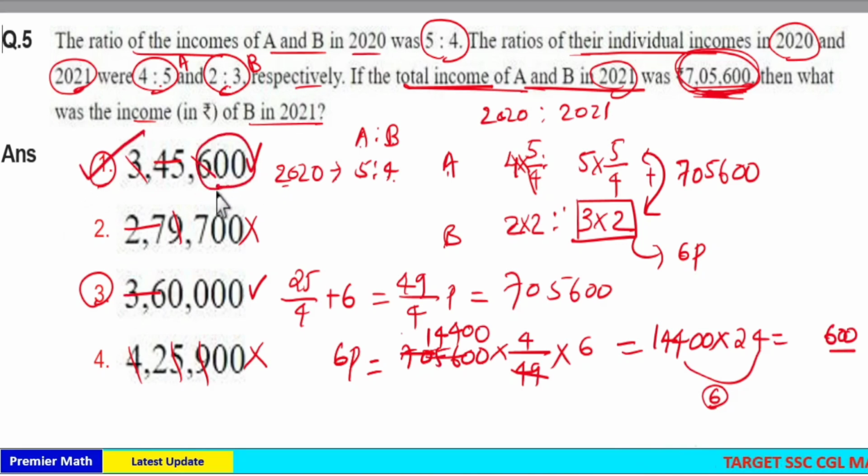We have 600 here. Here the last 3 digits are 0. This is not our answer.